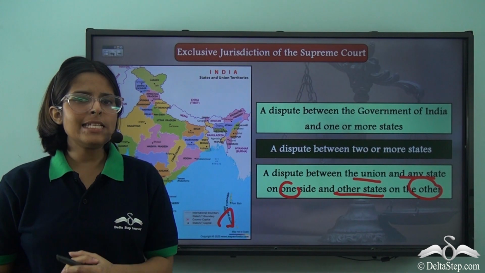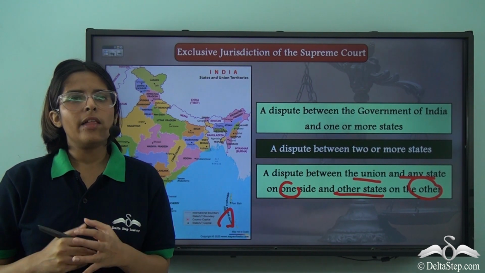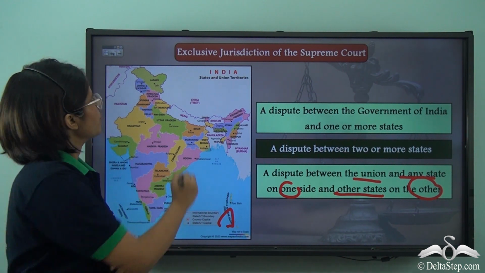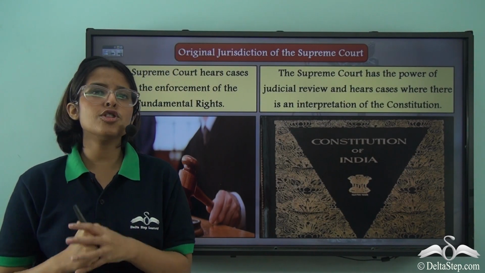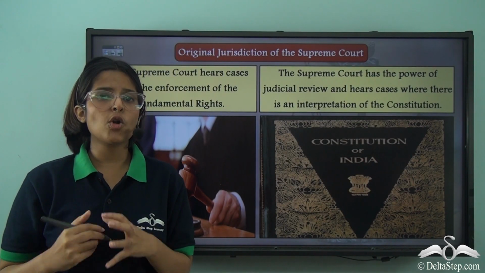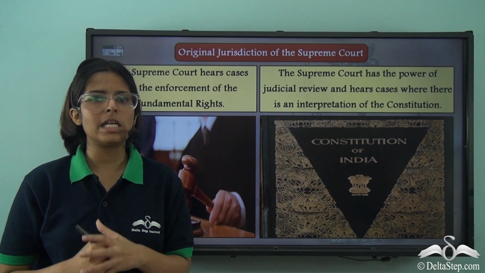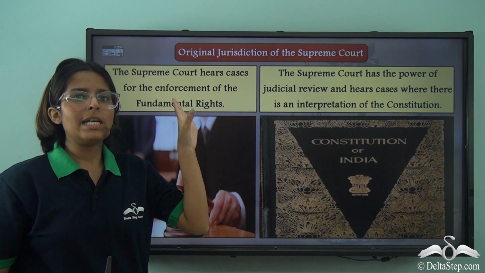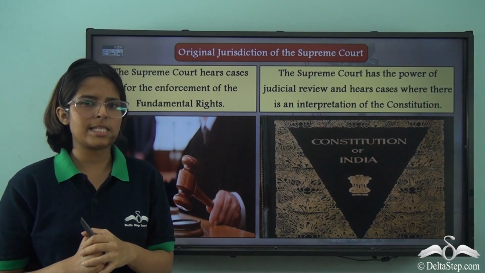So other than these cases where the Supreme Court has exclusive jurisdiction, there are some cases in which the Supreme Court has original jurisdiction. These matters that fall under the original jurisdiction of the Supreme Court are not exclusive because the high courts can also adjudicate on these matters. So firstly, the Supreme Court hears cases for the enforcement of the fundamental rights.